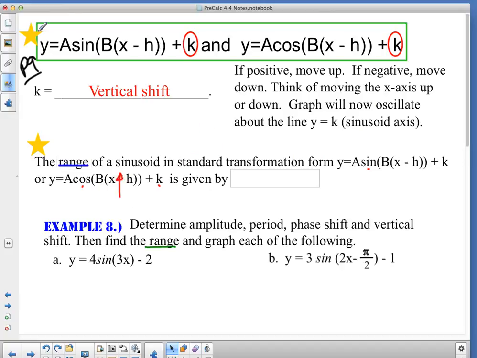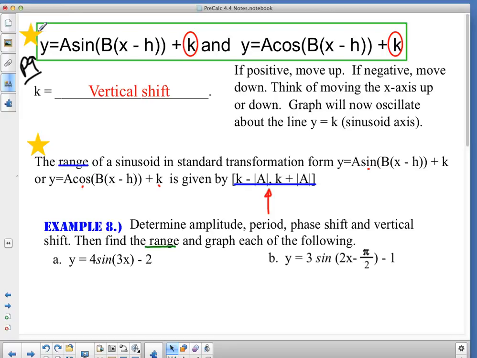Now, the range of the sinusoid in the standard transformation form, y equals a sine b times x minus h plus k, or y equals a cosine b times x minus h plus k, is given by k minus the absolute value of a, to k plus the absolute value of a. So we're talking about the range itself of the graph.